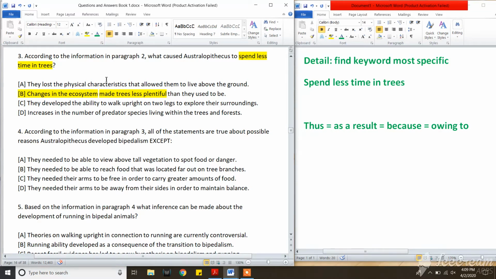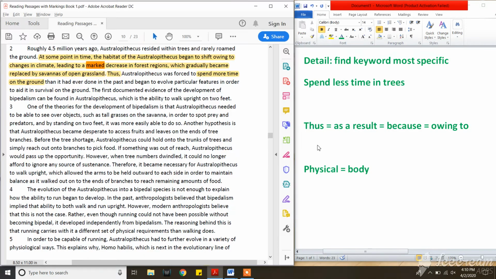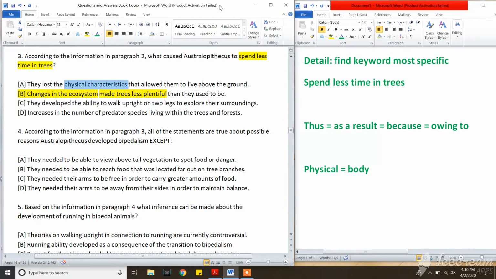We will now take a look at other answers like A. They lost the physical characteristics that allowed them to live above ground. Well, live above ground, that is correct, right? Live above ground, that's okay. That means that they live in trees and that they lost it, right? The problem here is physical characteristics. Now, physical characteristics, of course, means body. Body characteristics means that maybe they lost their tail or they lost their arm strength, so they can't hold on to trees anymore. Now, if we look in the passage, they actually don't mention this, right? They talk about how they can walk, right? But not about if they lost any physical, like a tail or something like that.